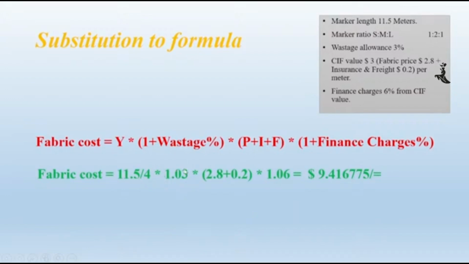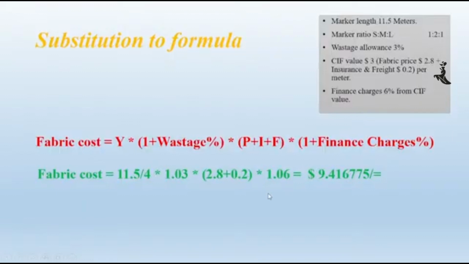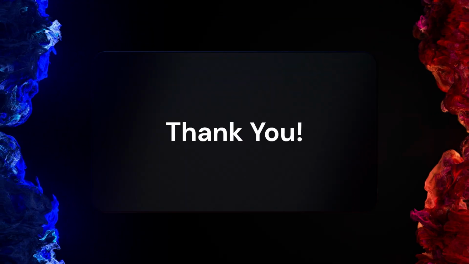So 11.5 divided by number of pieces 4, into (1 plus wastage percentage, 3%, that is 1 plus 0.03) into price, insurance and freight, into (1 plus finance charge percentage). Finance charges is 6%, that means 1.06. The answer is 9.416775, right? The answer is the same as the previous step-by-step one.